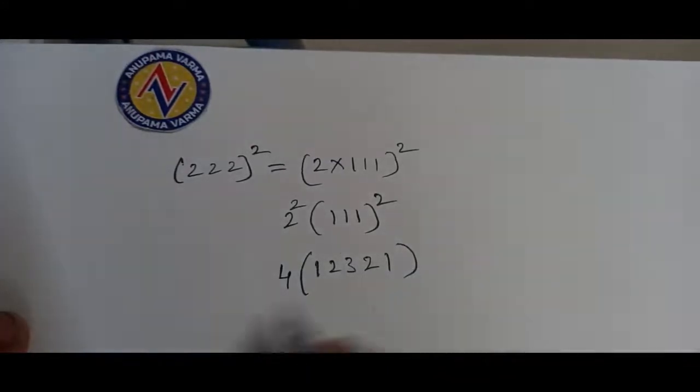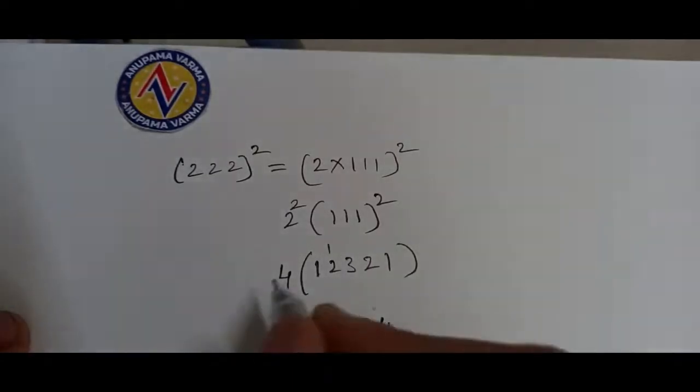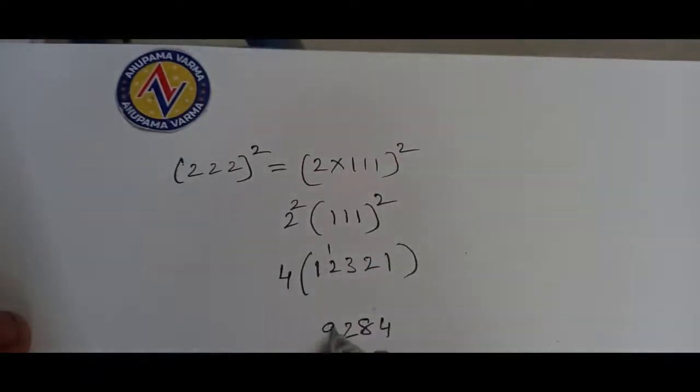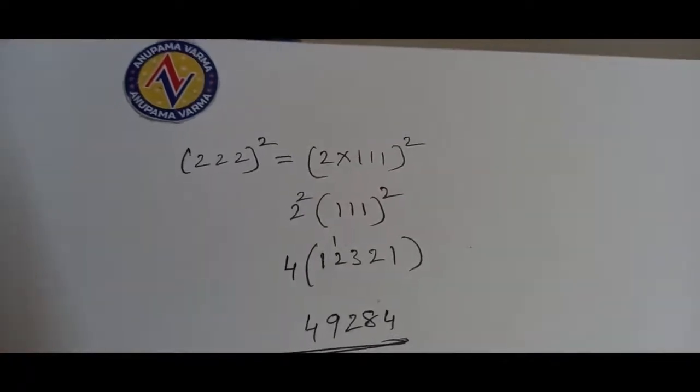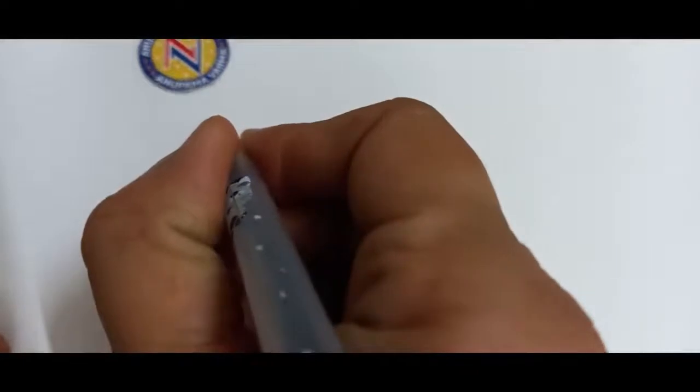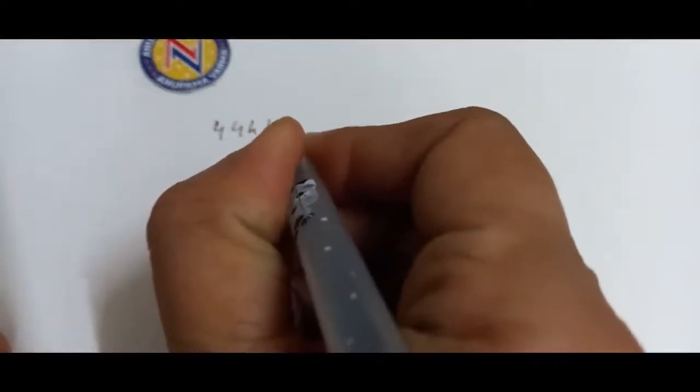So you can multiply with 4. 4 ones are 4. 4 twos are 8. 4 threes are 12. 1 carry over here. 4 twos are 8 plus 1, 9. 4 ones are 4. This is the answer. So simple now. Using this technique, you can find 4 squares.